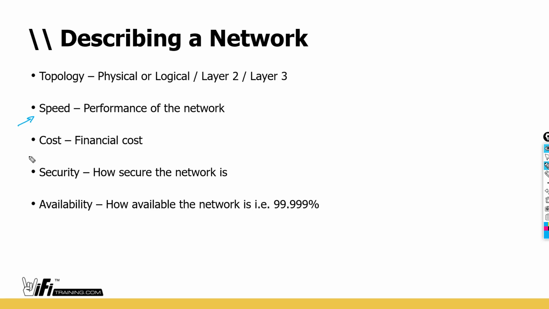The other thing is the cost. Everybody comes back to cost at some point, going, oh yeah, we just spent $4 million on this new upgrade. So that doesn't really help explain what you did, right? But it is another way to help describe a network. Security.